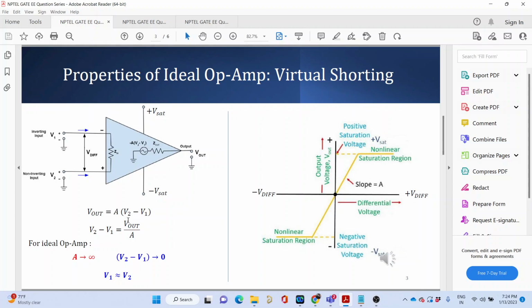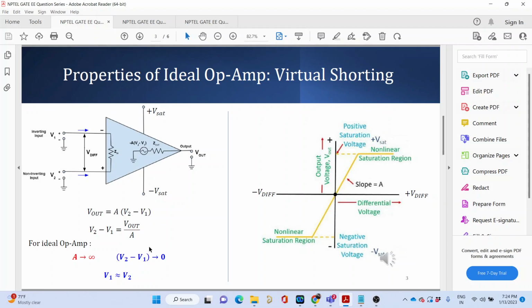So what is V2 minus V1? That is V out divided by A. And as it is an ideal op amp, we are saying that gain is infinite. And therefore, as A tends to infinity, V2 minus V1 is tending to 0. If V2 minus V1 is tending to 0, that means V1 and V2 are almost at the same potential. Okay. But please keep in mind, this is the concept of virtual short.